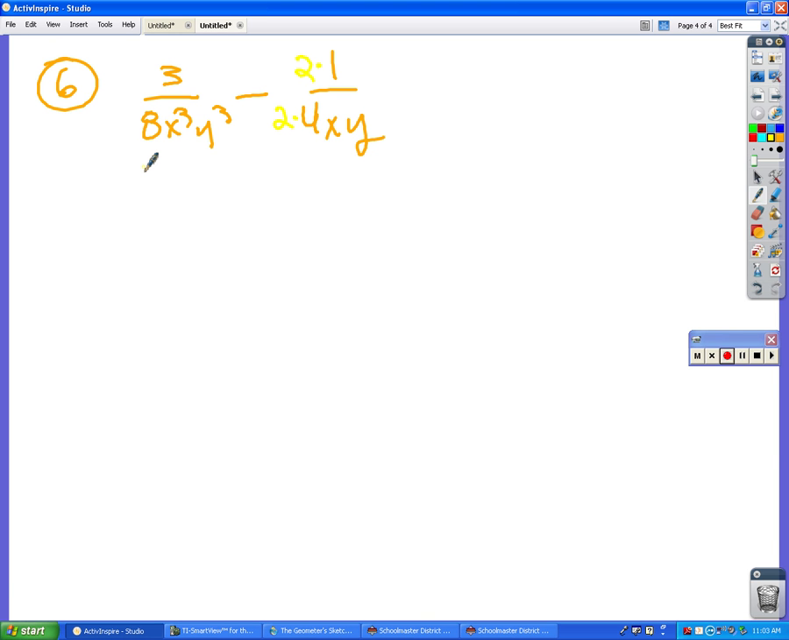Yep, good. I have an x cubed here and I only have an x there, so I need to tack on an x squared on the bottom and an x squared on the top. I have a y cubed here and I only have a y, so I need a y squared on the bottom and a y squared on the top. Okay? So now we're pretty much done. On top I get 3 minus 2x squared y squared, and on the bottom I get 8x cubed y cubed. And I can't factor anything out of the top because 3 and 2 don't share a common factor, so that's it.